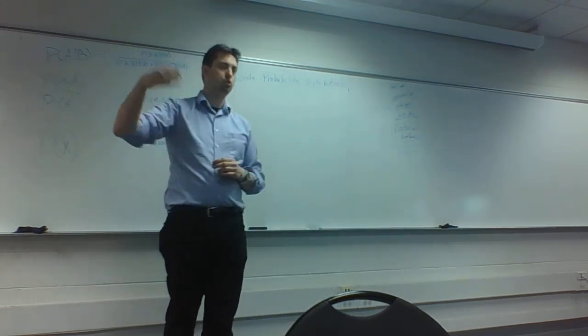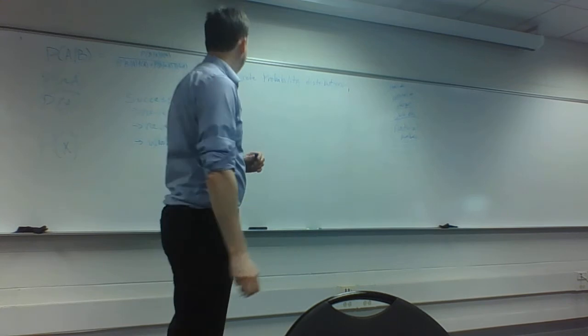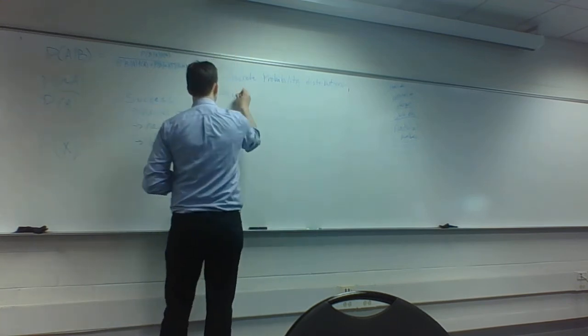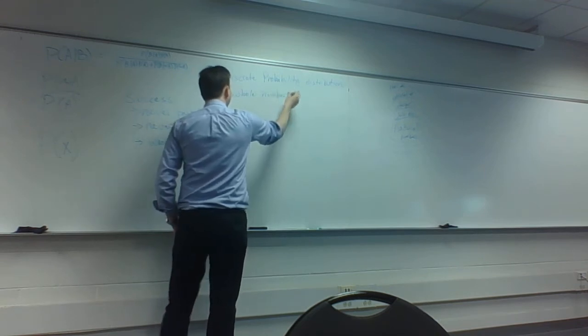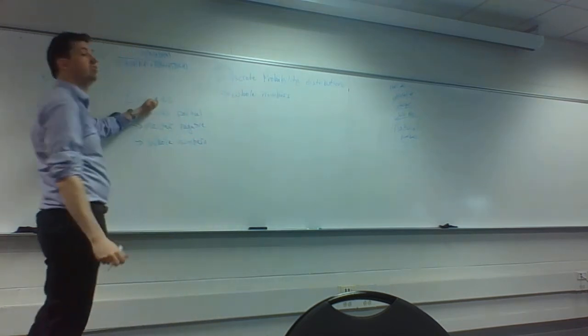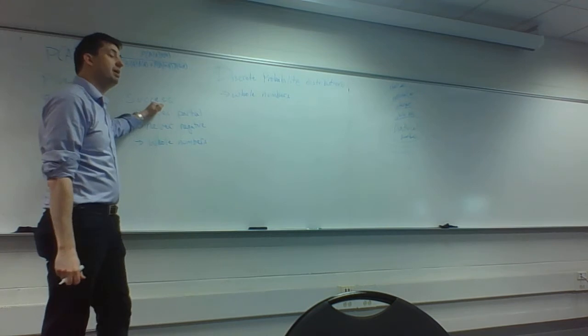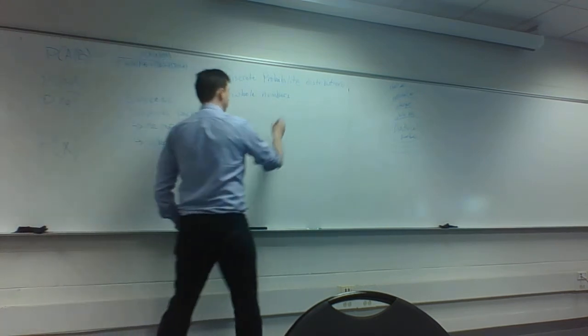0, 1, 2, 3, 4, 5, 6, 7, 8, 9. Because discrete probability functions work with successes. We care about how many successes we have.